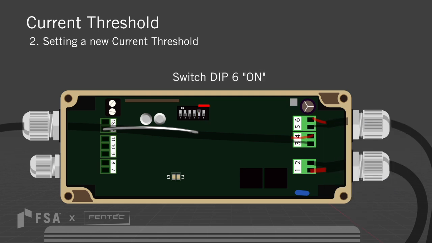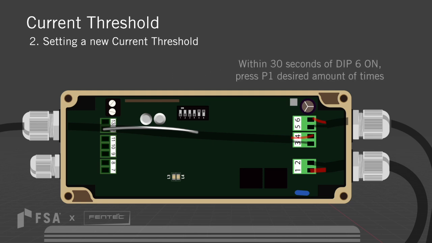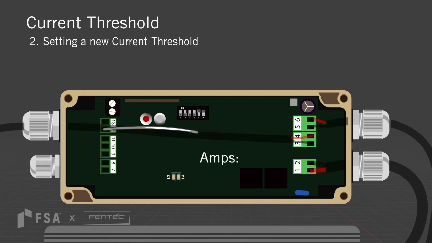Switch dip 6 on. Within 30 seconds of switching dip 6 on, press the P1 button the desired amount of times for the new current setting. To lock this setting, switch dip 6 to the off position, remembering to count the L4 flashes to confirm the new threshold. The controller is now configured to 1 amp.